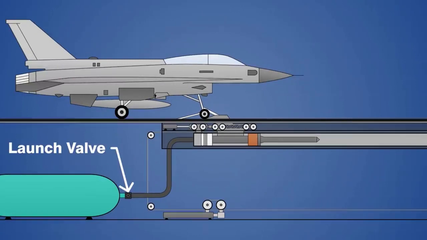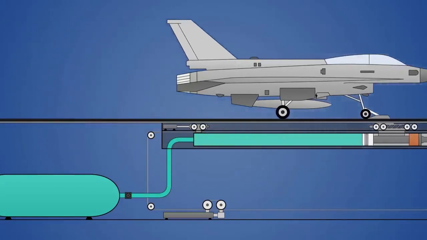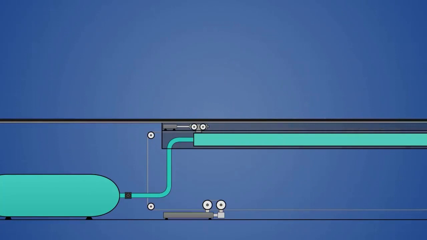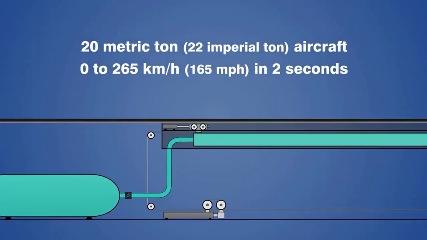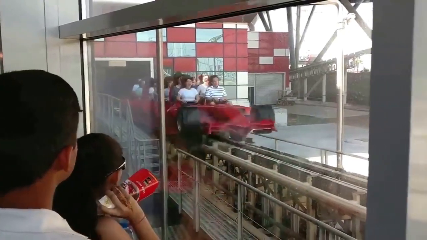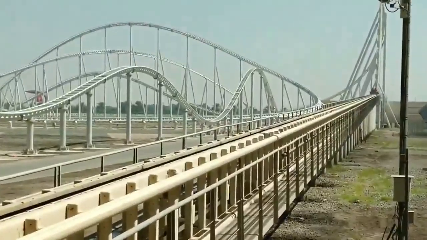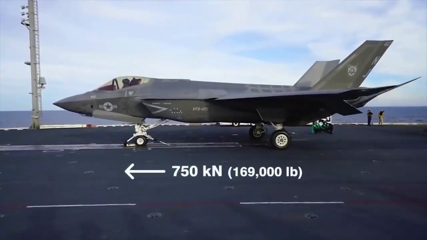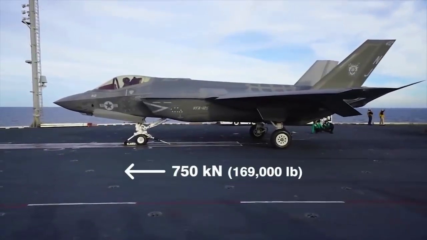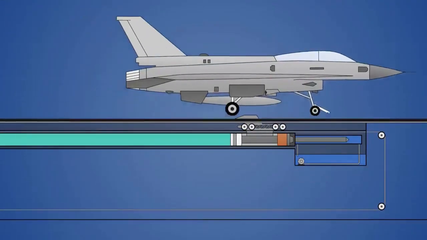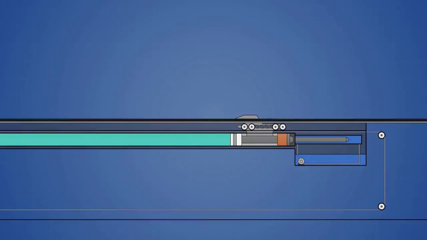There is a launch valve. When the catapult is to be launched, this valve will be opened. The steam will push the cylinder forward. At 20 metric tons, the aircraft will reach 265 kilometers per hour within 2 seconds, and it will create 4 to 5 G, that is 4 or 5 times gravitational acceleration. 750 kilonewton of load will be applied at such a high pressure, and when the aircraft reaches the end, it will be released and the flight will take off.